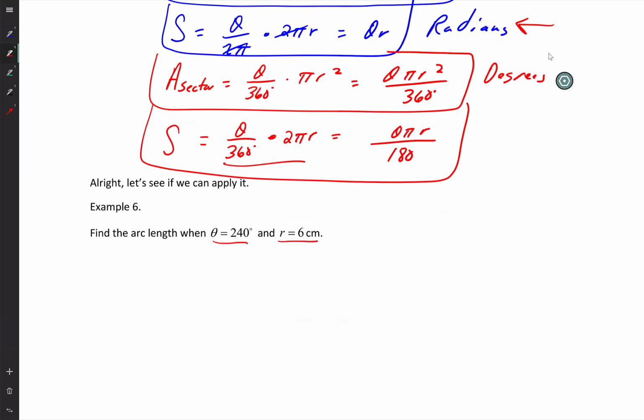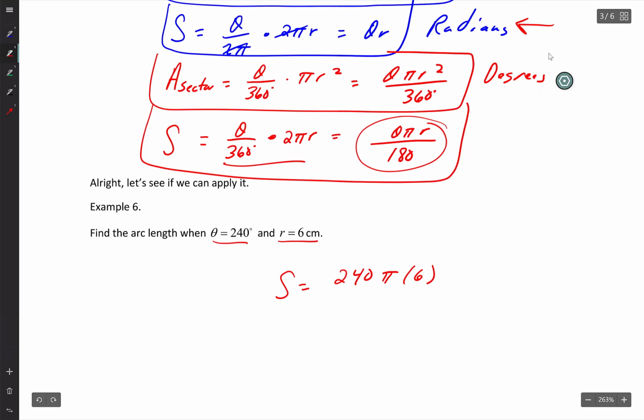All right, we have it in degrees, so we're going to use this formula. 240 times pi times 6 divided by 180. You probably don't need a calculator, you can probably figure it out without one. 6 goes into 18 3 times, so 180 is 30. And then 24 divided by 3 is 8. So there it is, 8 pi. 8 pi centimeters is the arc length.